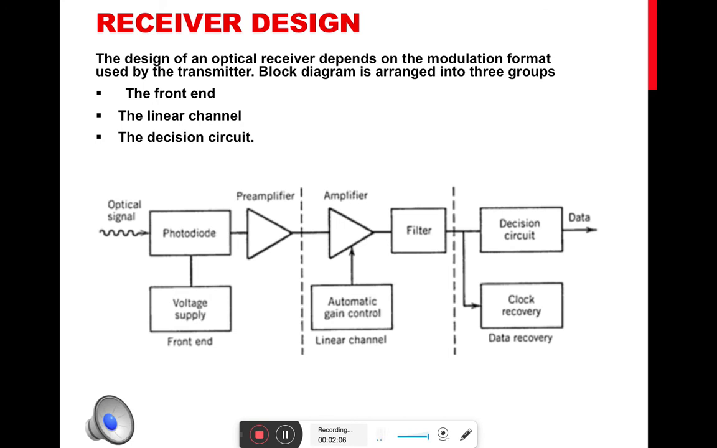Then comes the decision circuit and clock recovery, which is the decoding part. Every signal must be decoded. The signal will be sent with some coding from the transmitter side, and the decoding is done by the decision circuit.